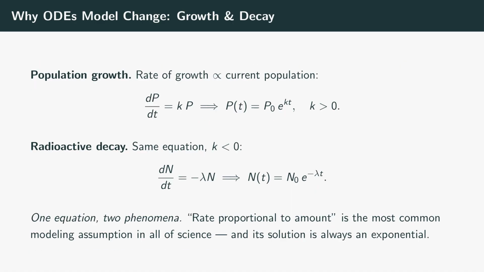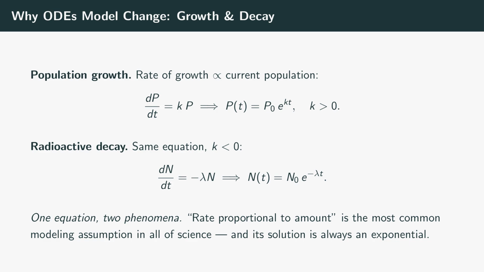Two more examples, and they share a single equation. First, population growth. A reasonable first model says the rate at which a population grows is proportional to how many individuals there already are. More rabbits make more rabbits. In symbols, dP/dt equals k times P with k positive. The solution is P equals P naught times e to the kt, exponential growth, where P naught is the starting population.